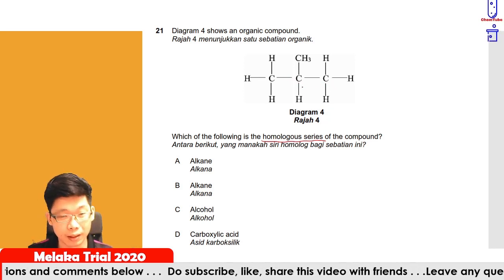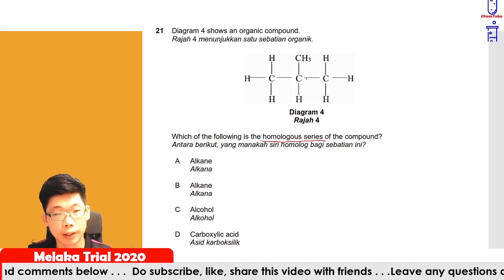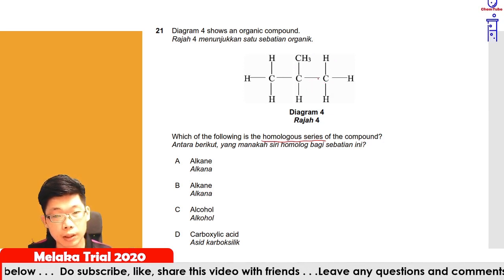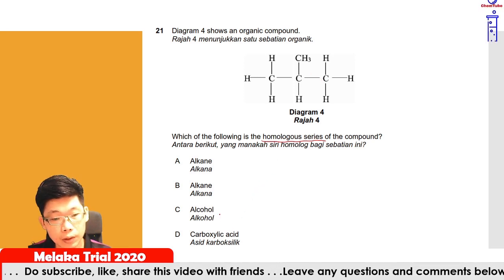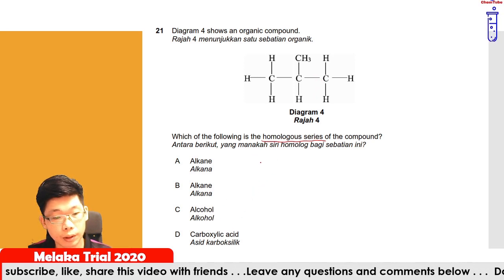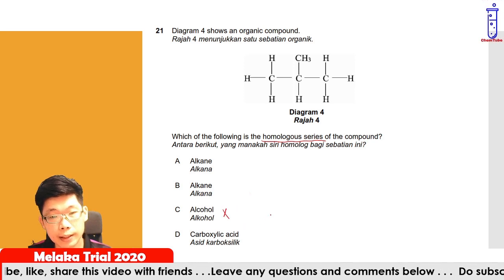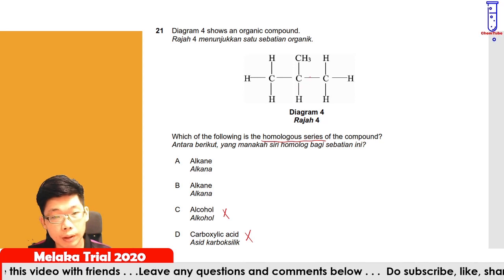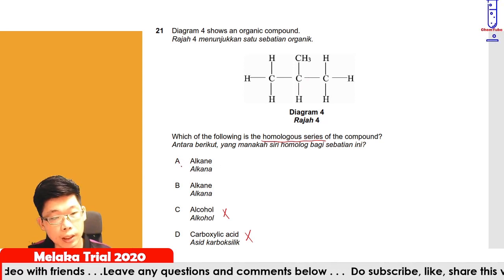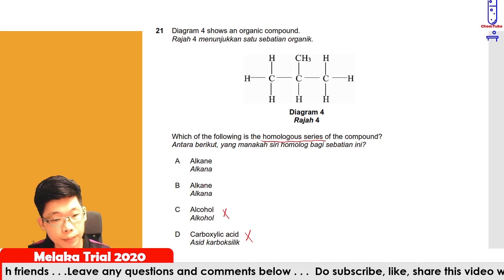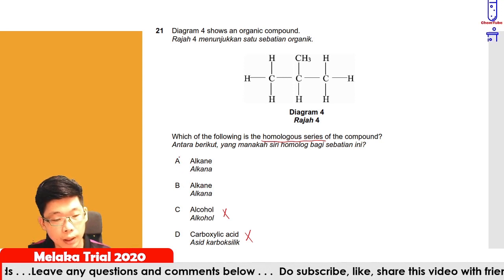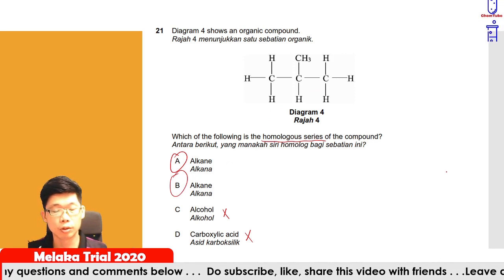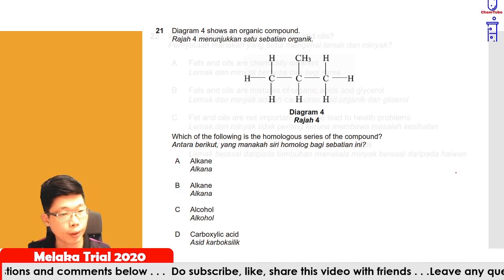If we look at the compound here, there is no double bond, so alkene is out. There is no hydroxyl group, so alcohol is also out. No carboxyl group, so carboxylic acid is out. The answer should be a typing error, so it can be A or B. It is an alkane because there is no carbon-carbon double bond.